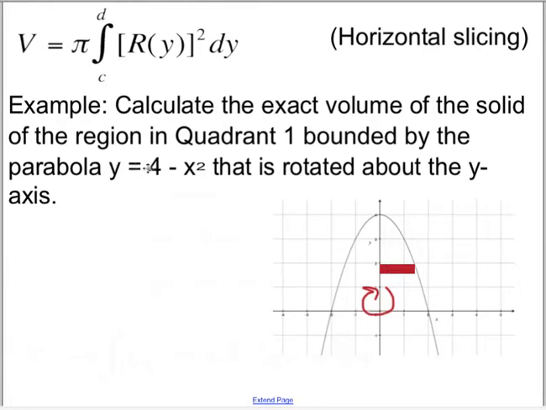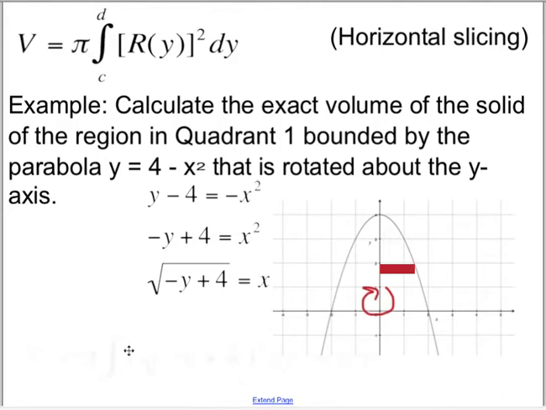Now I gave you the equation as a y equals, but in order to use horizontal slices, it has to be in terms of y, meaning an x equals equation. So rearrange this, and you'll get y minus 4 equals negative x squared. Divide both sides by negative 1 and then take the square root, and you get x equals the square root of negative y plus 4. So this is now going to be the radius of each disk.